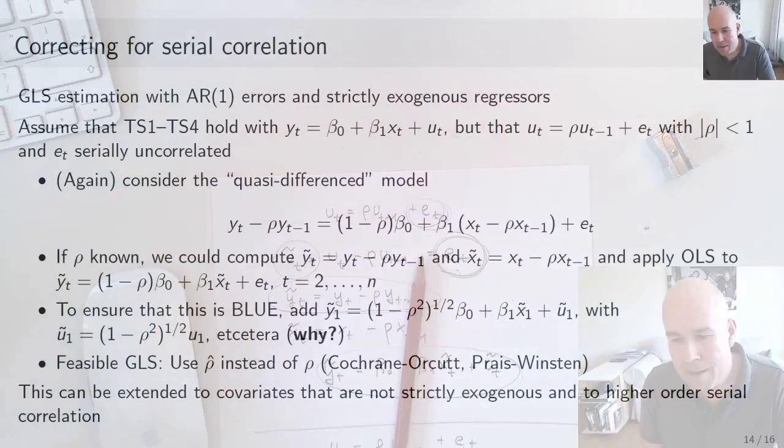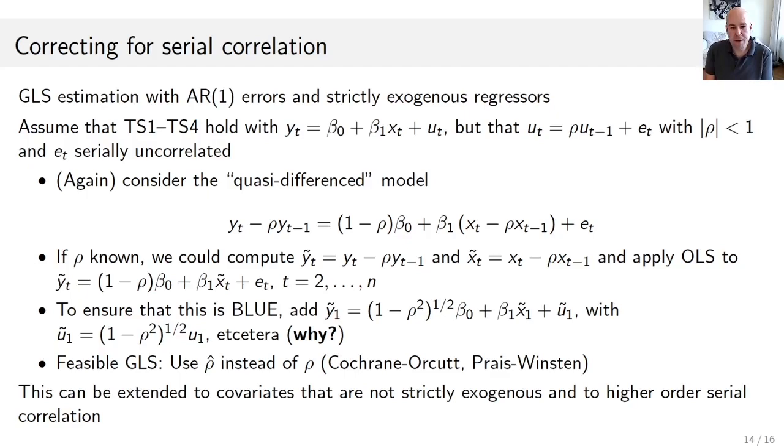And all this is summarized on this slide here. Again, we assume that the first four assumptions hold. This is our model. This is the serial correlation. This is stability. And we have that e_t is serially uncorrelated. This is our data transformation for period 2 up to n. As I've argued, this removes the serial correlation, because all that is left is e_t as the error term, and e_t is a very well-behaved error term. We're going to have the data transformation with the tildes.